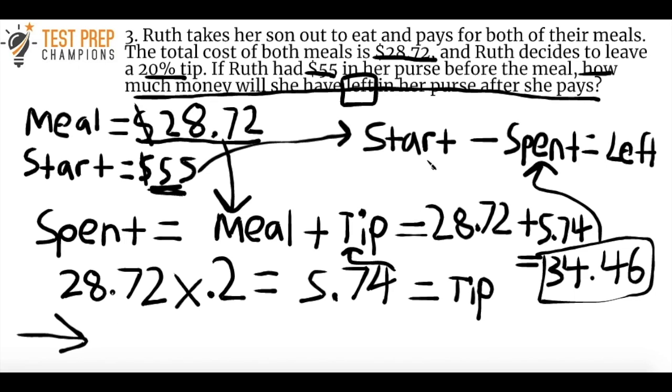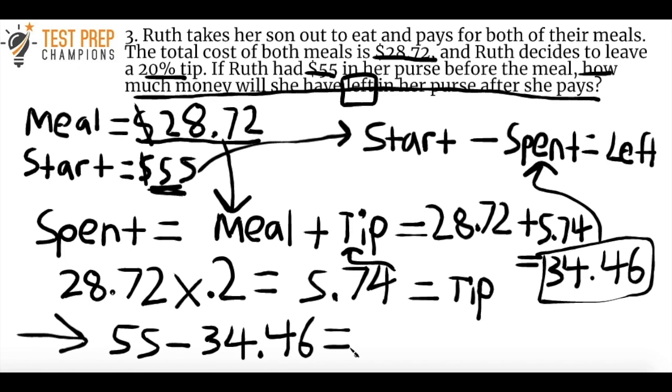So we're doing this calculation here. The start minus spent equals the amount left. So the amount she started with was $55, and we figured out that the amount that she spent was $34.46. And so we would put that in our calculator, or if you really want to, you could do it by hand. If you want, you could try to do it in your head, but that's probably not the most efficient way to get the answer here. And we would do the calculation, and the answer comes out to be $20.54.